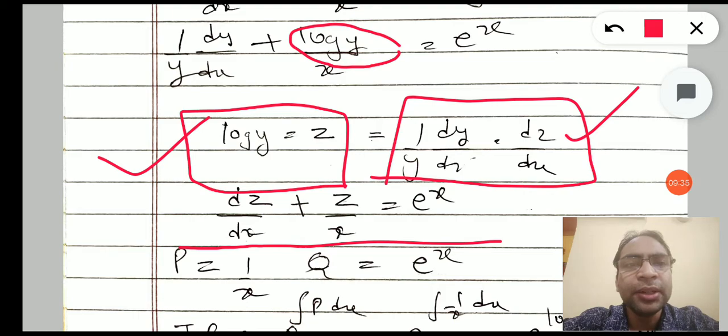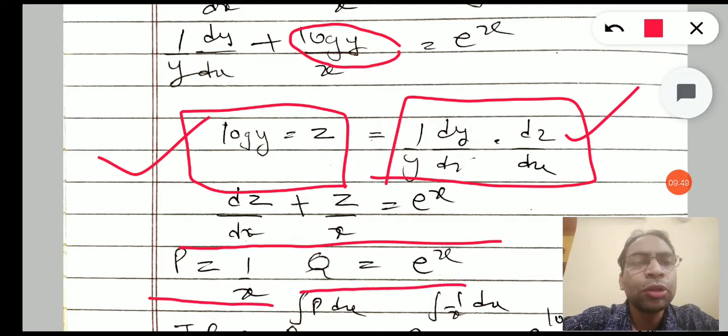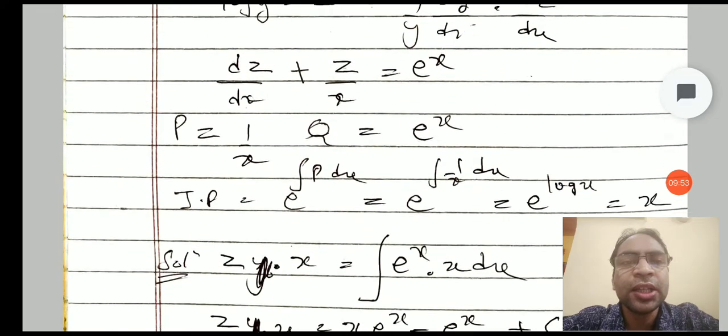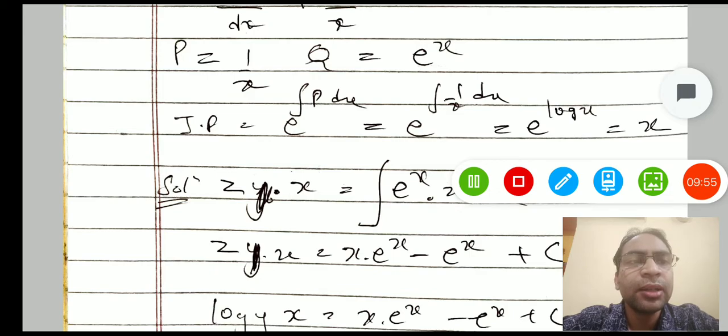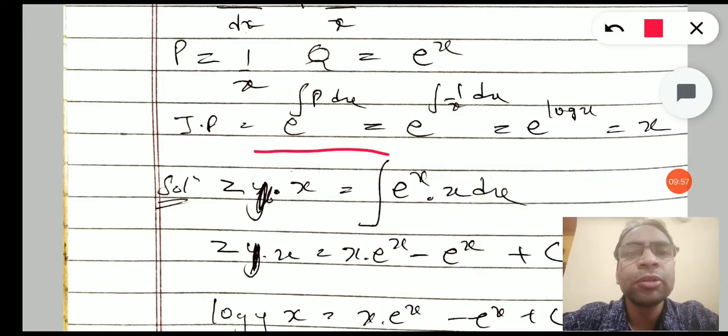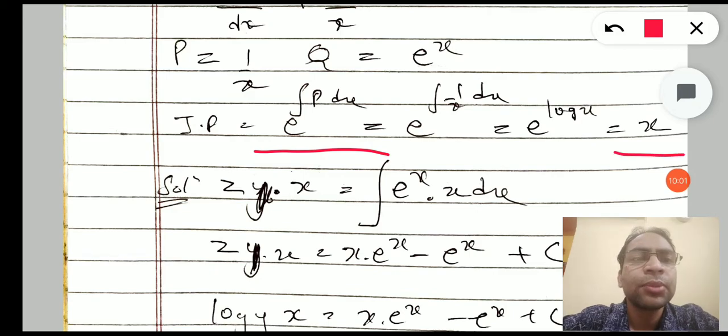Now we can compare this with the linear differential equation; it is similar, and we need to solve it using the same method. We need to find p. So p is 1 upon x, free from y, only a function of x. Q is also e to the power x, free from y, only a function of x. So in that case we need to find the integrating factor. The integrating factor is always e to the power integral of p dx. Here p is 1 upon x, so this comes to be x.